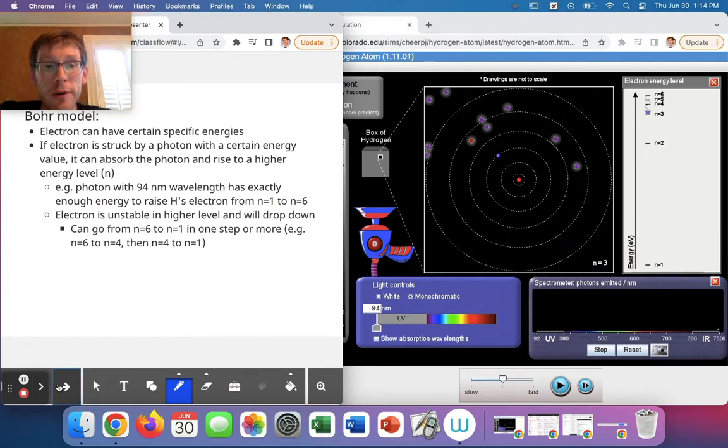In dropping down, it could have gone all the way back down straight to n equals 1, and if it did that, it would have released a photon of 94 nanometers, the same wavelength that caused it to go from 1 to 6. Going from 6 to 1 would result in an emission at that same wavelength. But in this case, it released a photon with a wavelength somewhere over here. It was definitely in the infrared, and you can actually see it right here. It's this one that looks kind of reddish.